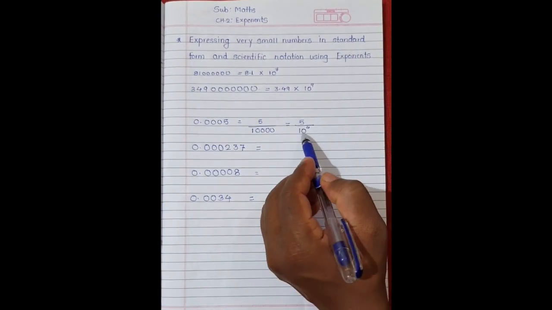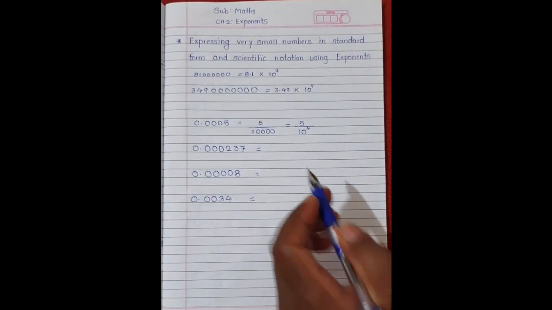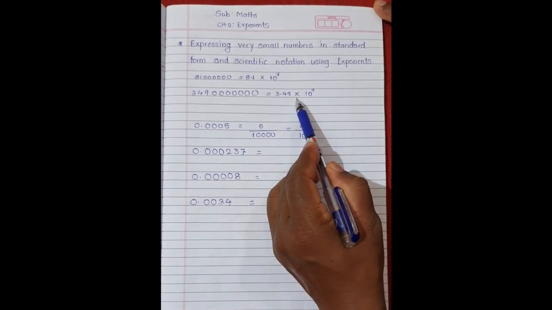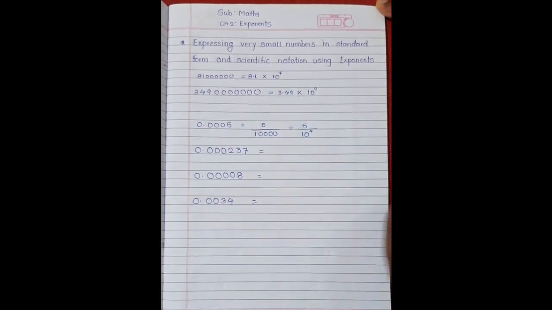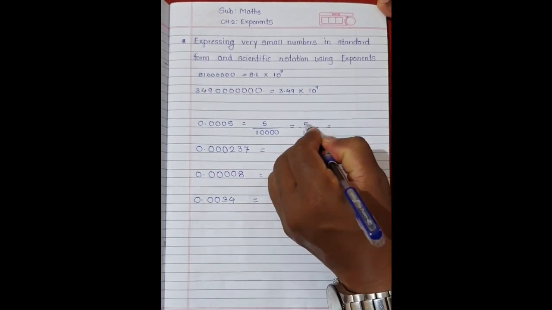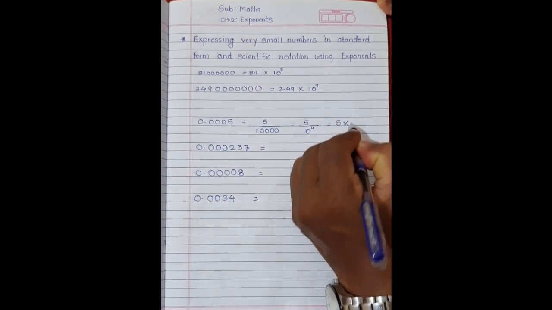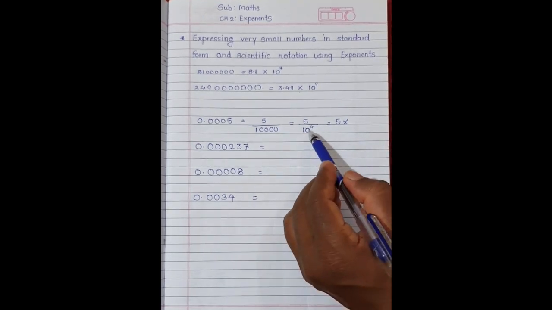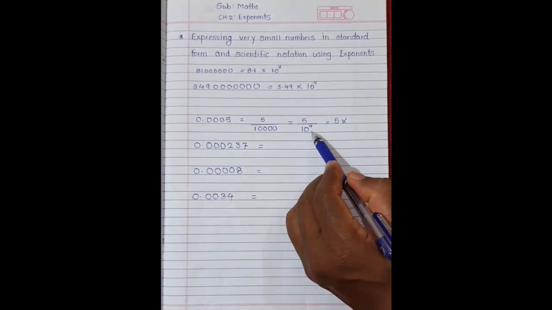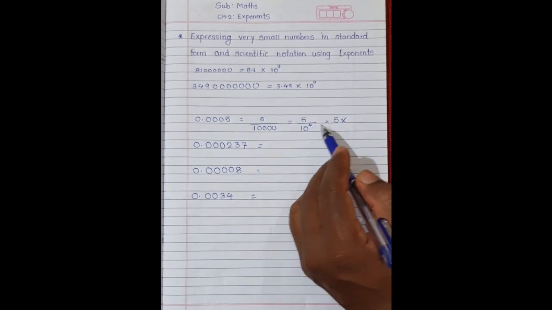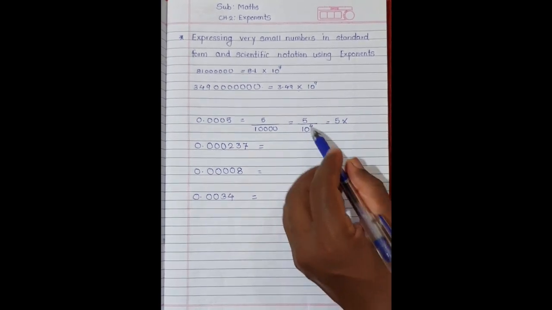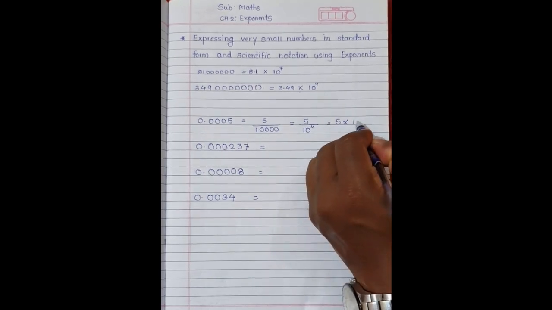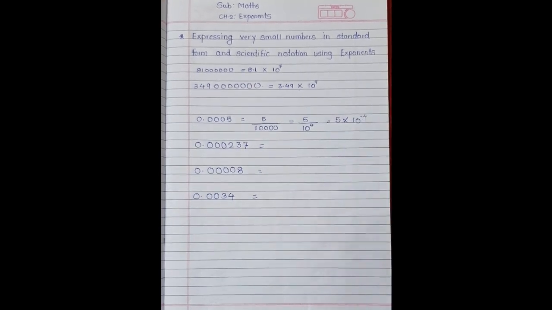So 5 upon 10 raised to 4. But we want to express this in the form of a product. So what we will do is bring the 10 raised to 4 up. When 10 raised to 4, which is in the denominator, is brought to the numerator, the exponent, which is positive, becomes negative: 5 into 10 raised to minus 4. Understood?